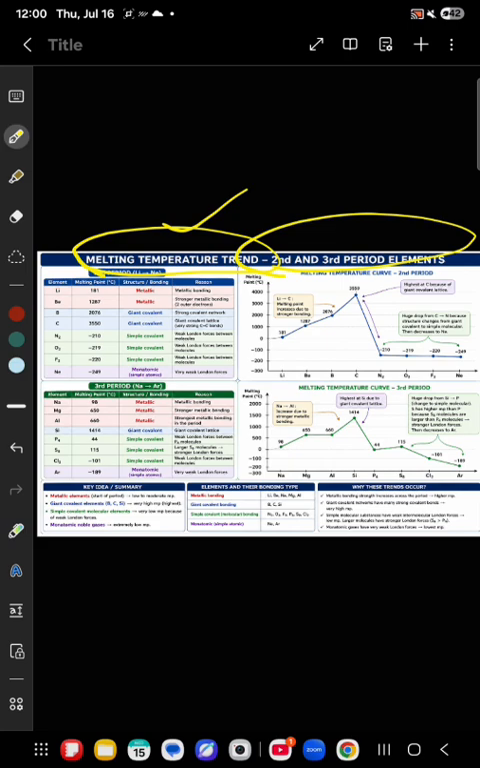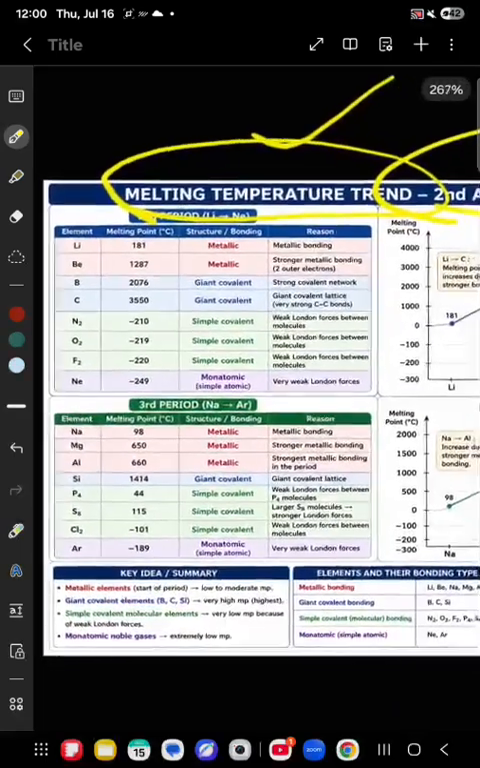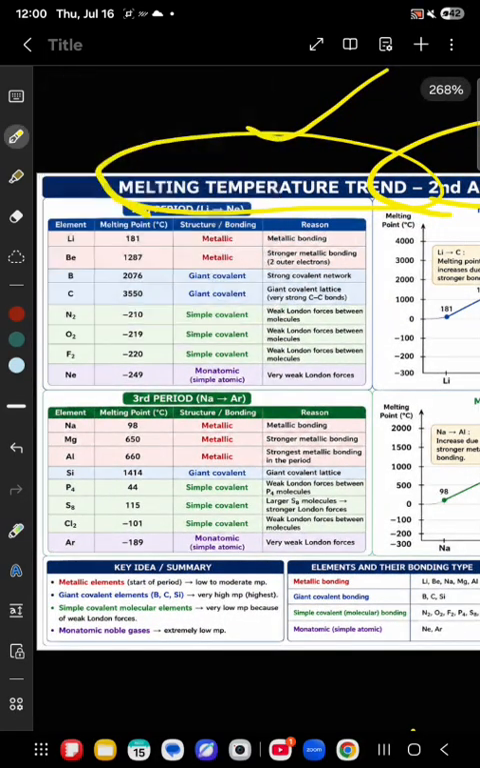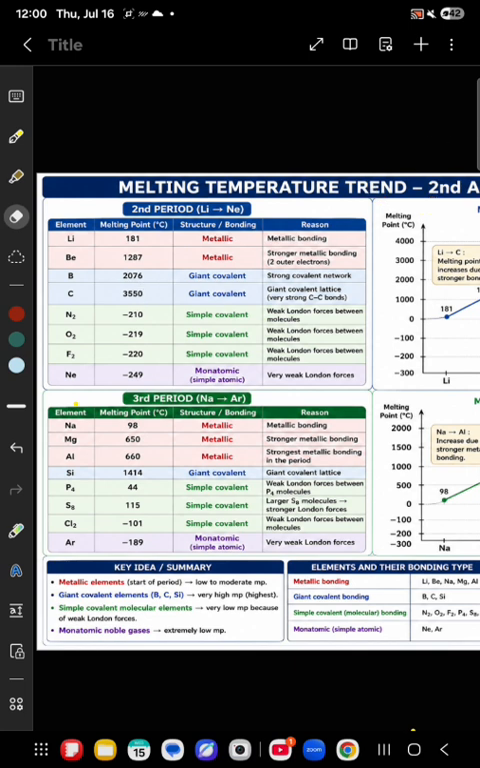As you can see, these are the elements from period 2: lithium, beryllium, boron, carbon, nitrogen, oxygen, fluorine, and neon. I have represented them as they are present in nature. So lithium, beryllium, boron, carbon exist in nature in their structures as shown, nitrogen exists in the diatomic form, oxygen exists in the diatomic form, fluorine exists in the diatomic form, and neon exists in the monatomic form.